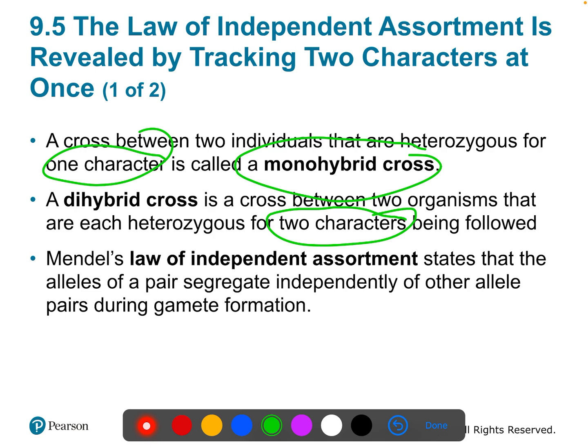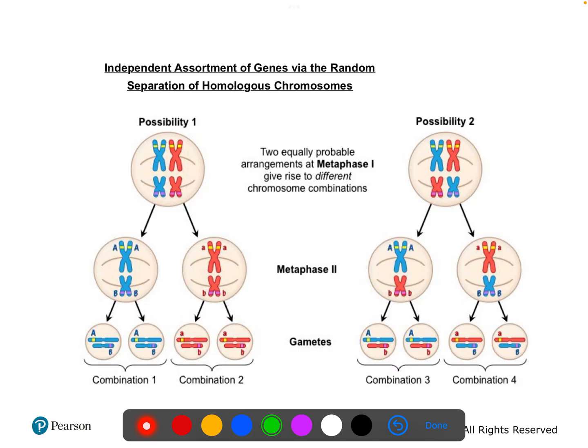And this idea of looking at two different characters and tracking them helped lead to Mendel's law of independent assortment, which, if you remember from the last chapter, states that the alleles of a pair segregate independently of other allele pairs during gamete formation. So if we flash back here to the last chapter, remember we could have our chromosomes line up in this order, which will create pairs like this as we move through meiosis, which would then create daughter cells that look like this.